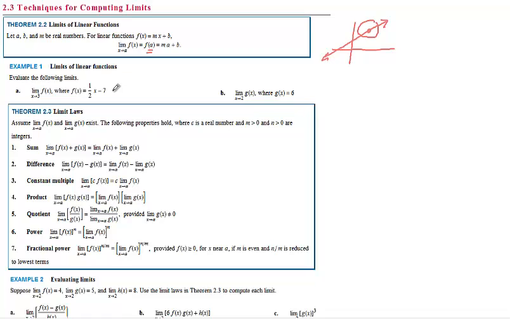Our first example wants us to compute the limit as x approaches 3 of our f of x. I notice that my f of x is a linear function. Therefore, I can just use my theorem 2.2 and say the limit as x approaches 3 of my f of x is the exact same thing as if I just plugged in a 3. And computing this would be 3 halves minus 7, so that would be negative 11 halves.